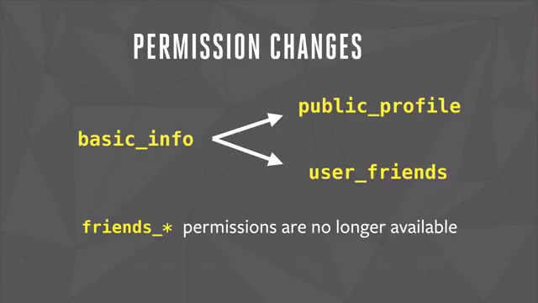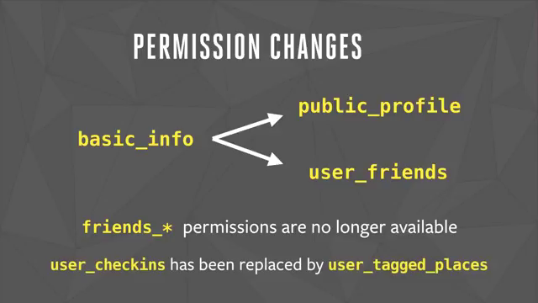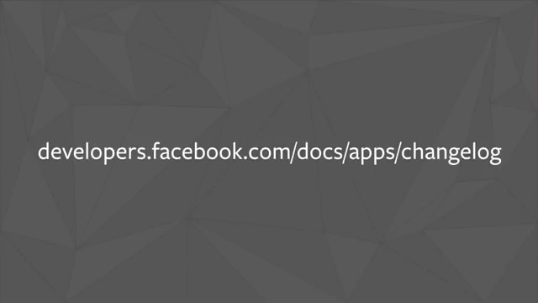For example, the way you access a person's check-ins has changed. We now have a new permission called User Tagged Places. For a full list of the permissions and API changes, see our platform changelog on developers.facebook.com. The most notable change between the new Facebook login and the previous version is the ability for people to choose which permissions they grant to your app.